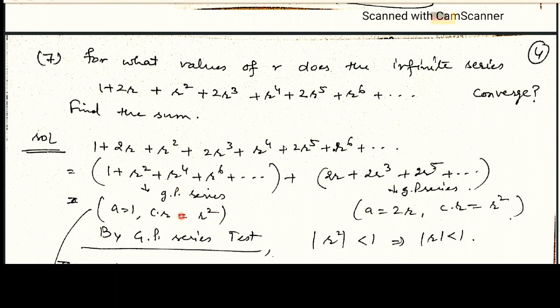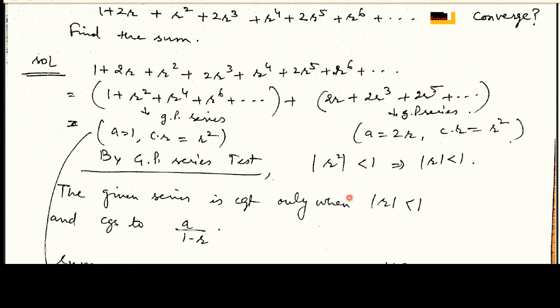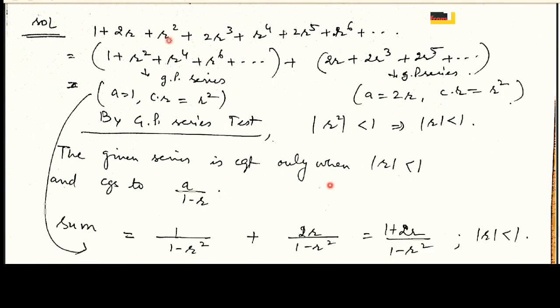By the GP series test, we know that whenever the mod of the common ratio is strictly less than 1, the given series is convergent. So whenever mod of R squared is less than 1, which means mod of R is less than 1, both these series are convergent and they converge to A upon 1 minus R. The first GP series converges to 1 upon 1 minus R squared. The next GP series converges to 2R upon 1 minus R squared. Take the sum of them, and you will have the sum of this series, provided mod of R is strictly less than 1.